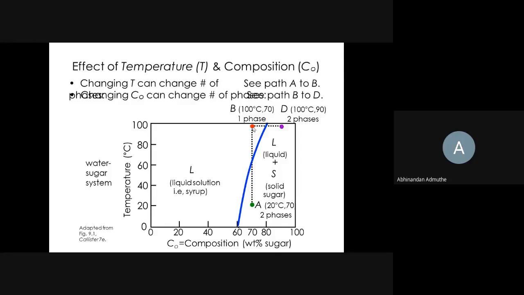Now from this point, if you change the composition without changing the temperature, if you take 70% sugar and now add more, up to 90% sugar, again you will get a two phase mixture. So the conclusion of this slide is that if you change the temperature or if you change the composition, the number of phases can change.